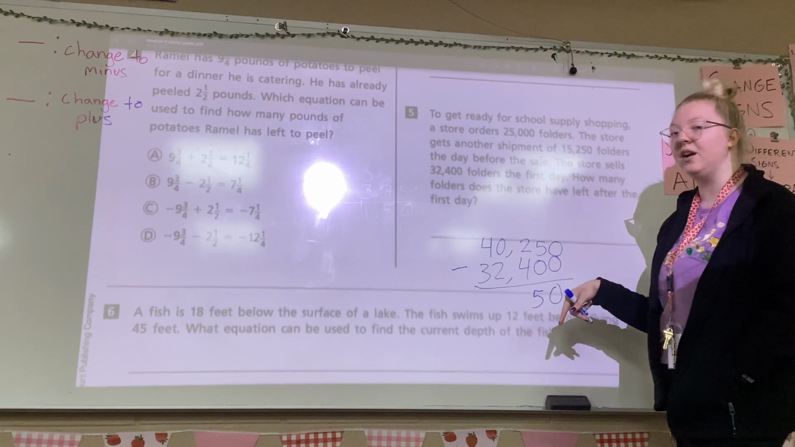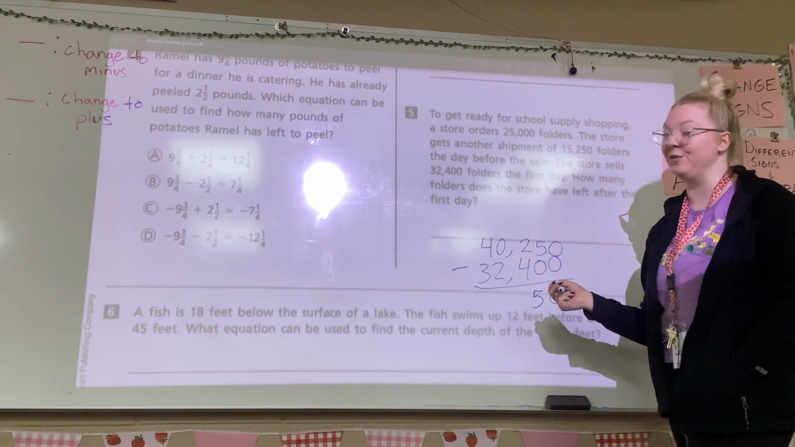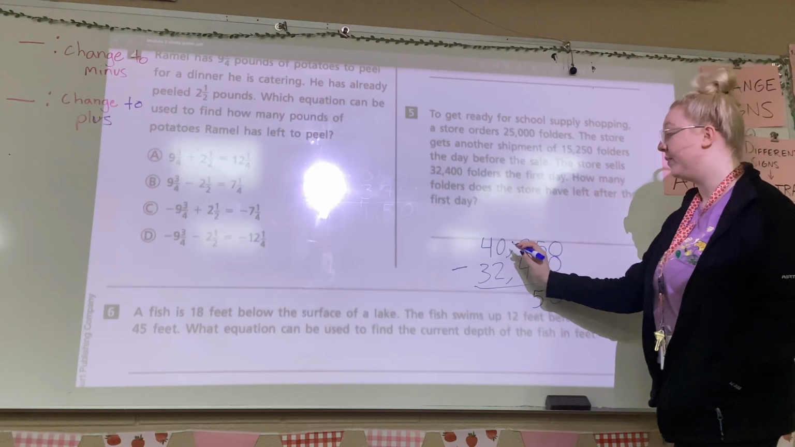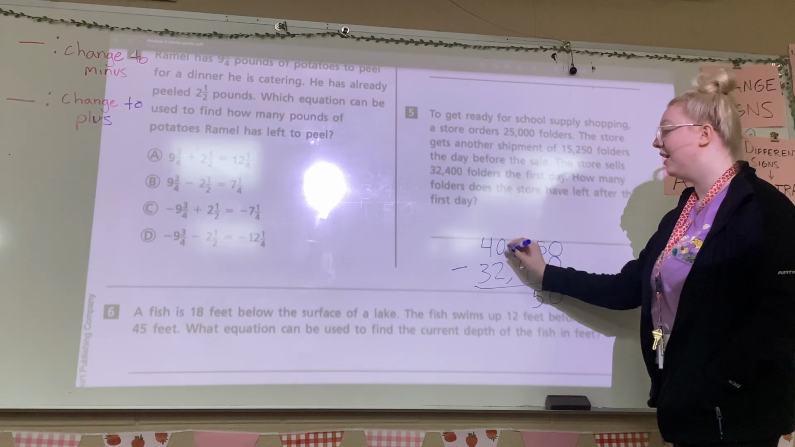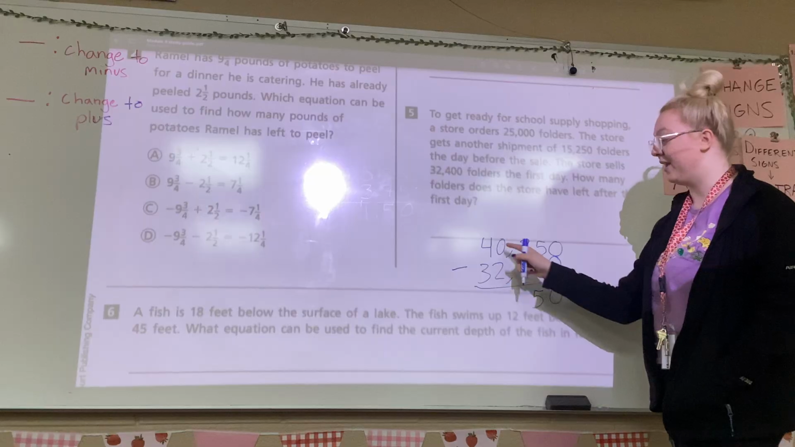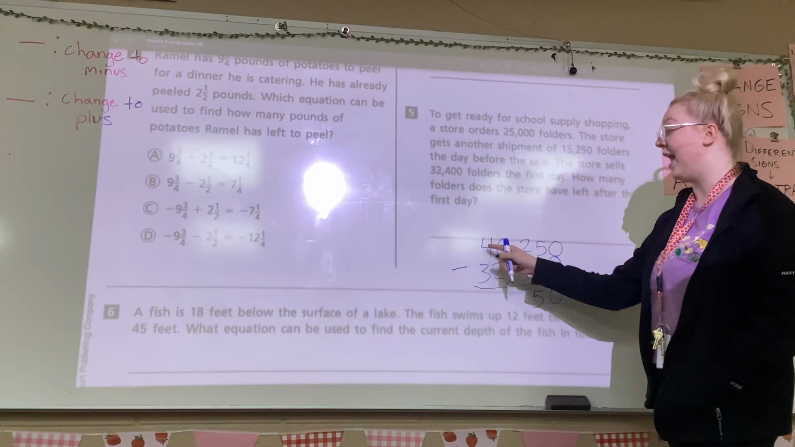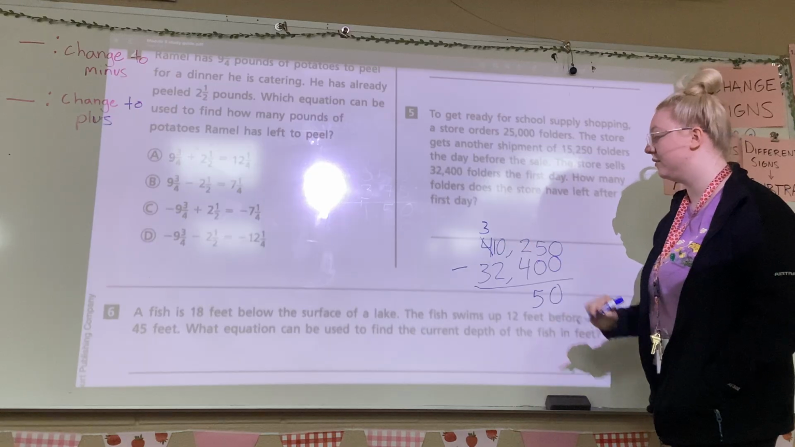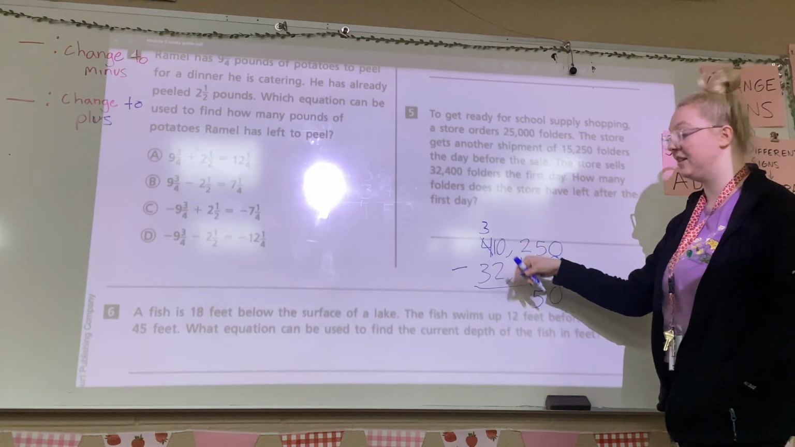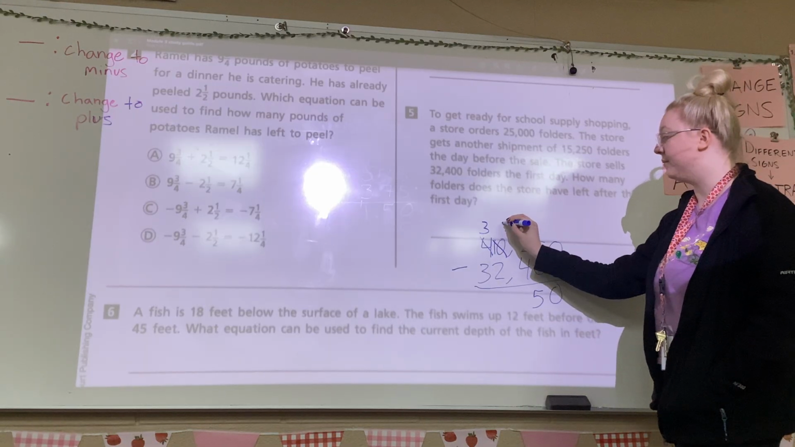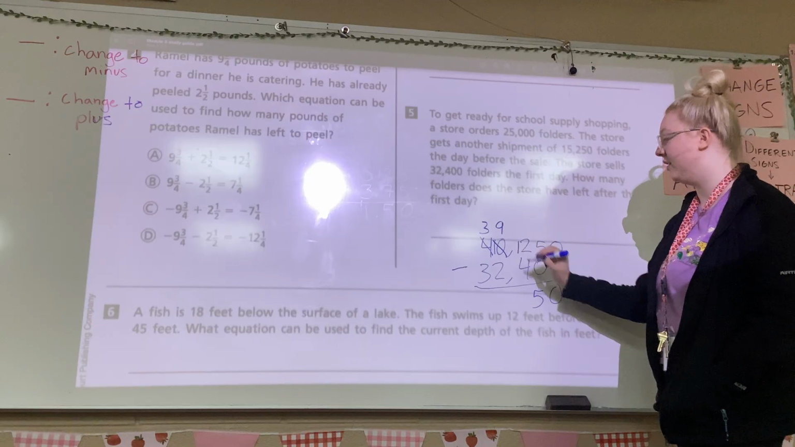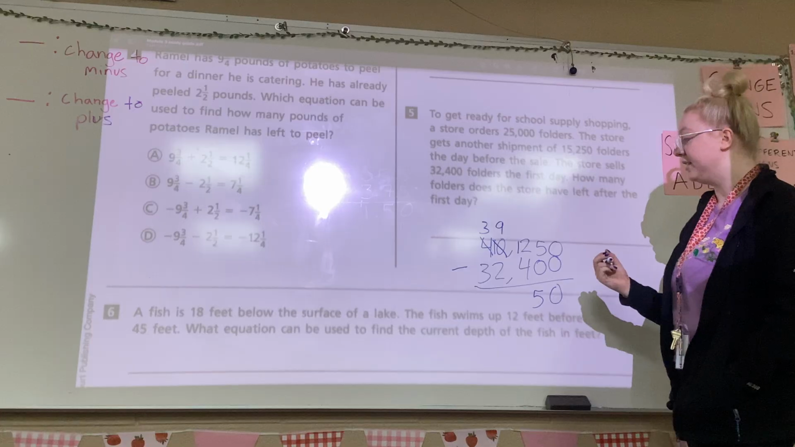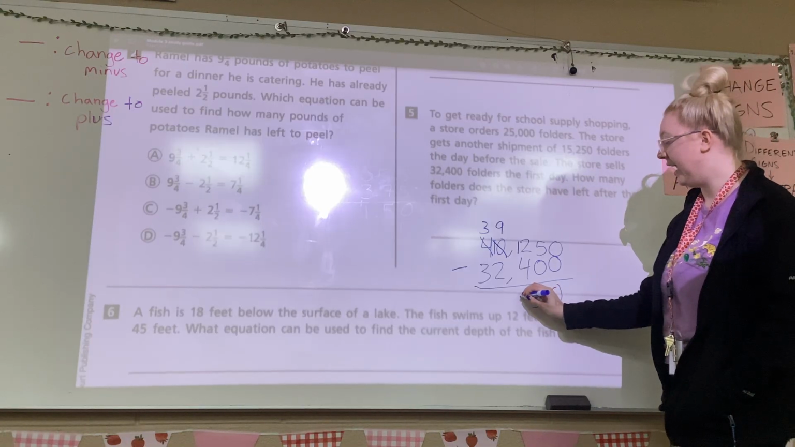2 minus 4. We can't do 2 minus 4. We could do 4 minus 2, but that's not what it's asking. 2 minus 4. We need to borrow. Can't exactly borrow from 0 though, can we? We got to borrow again. 4 turns into 3 and you add a 1. So now that's 10. 10 becomes a 9 and you add a 1. Now that's 12. 12 minus 4, I get 8.